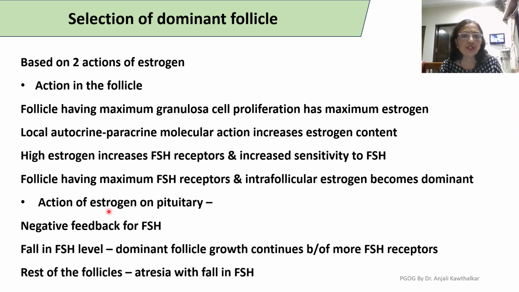Now, the second action of estrogen is its action on the pituitary. With increasing secretion of estradiol from these granulosa cells, there is a negative feedback of this estrogen on the pituitary for the secretion of FSH. So there is a fall in FSH level. Dominant follicle growth continues because it has more FSH receptors and maximum sensitivity to FSH. So in spite of the falling FSH level, the growth of the dominant follicle is uninterrupted, but the rest of the follicles go for atresia with the fall in follicle stimulating hormone.